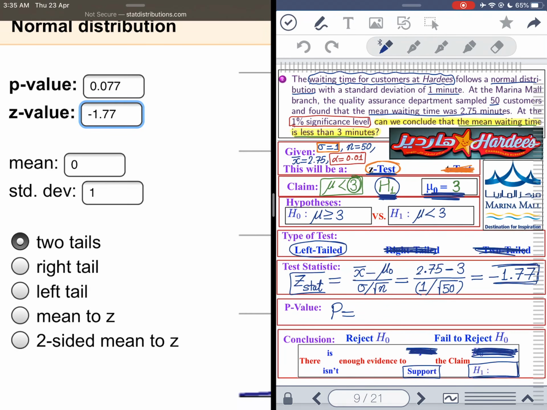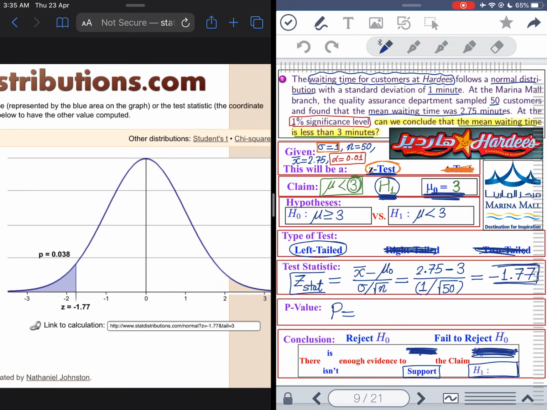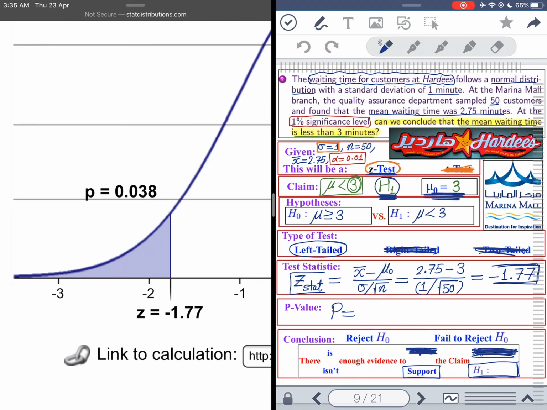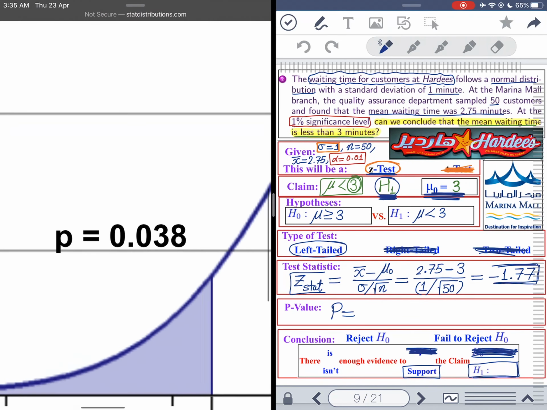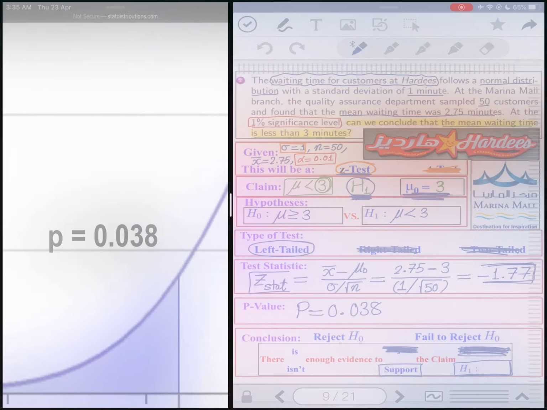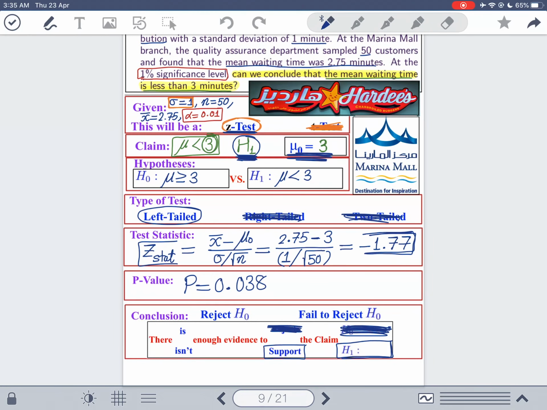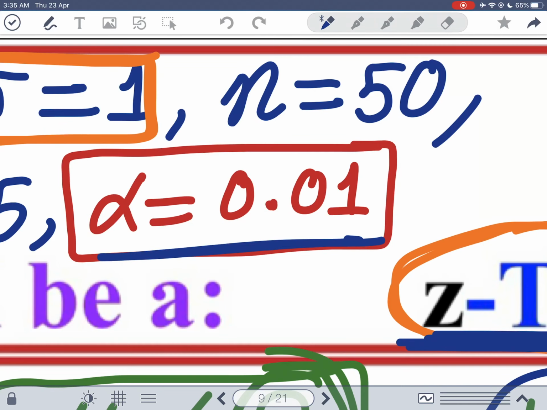So our test is a left tail test, and of course, always look at the picture when you draw. You will see that the p-value is the area to the left of the z statistic, because it's a left tail test. So the p-value now, we got it, it's 0.038. Now we're done with the online calculator, we got our p-value. Now all you have to do is look again at alpha and compare the p-value to alpha. Alpha is 1%.